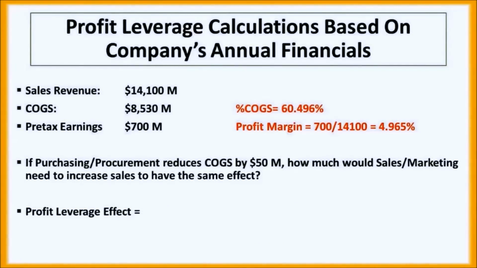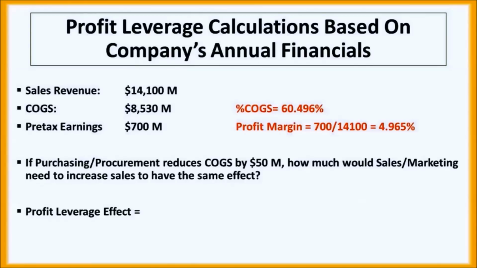Next, we are asked to actually calculate the profit leverage effect of savings that are done in the supply chain. So these are all the same numbers that we had before, and now we're asked if purchasing or procurement was able to reduce the cost of goods sold by $50 million, which in effect raises our profits by $50 million. It's asking how much would sales or marketing need to increase sales to have the same effect.